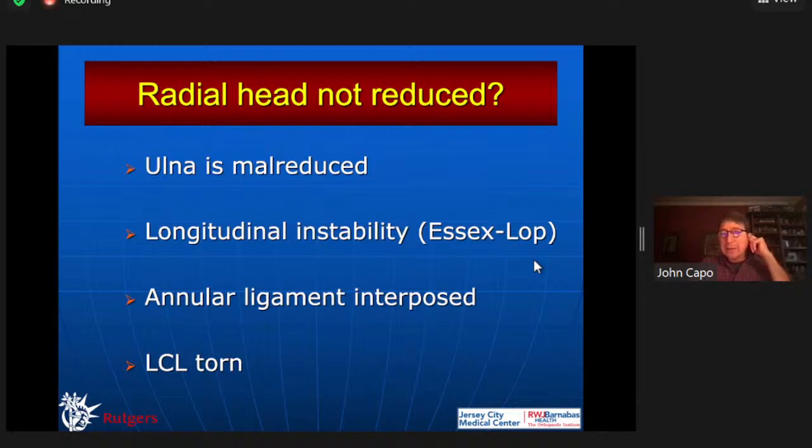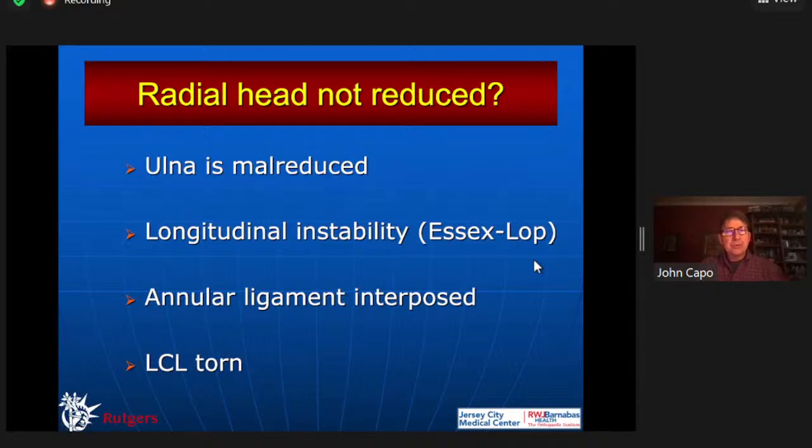So if the radial head is not reduced, what's going on? It's either the ulna is malreduced, which if you have a Monteggia, that's what it is 90% of the time. And you have to worry about the posterior aspect of the ulna. It should be straight, but there's a PUDA, the proximal ulnar diaphyseal angle, that gives it a little bit of an angle that Graham King described, that we have to make sure is similar to the other side.